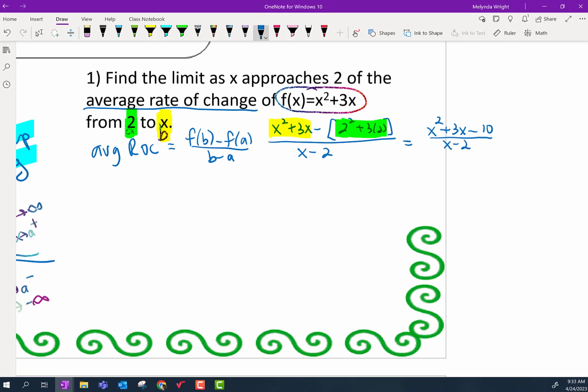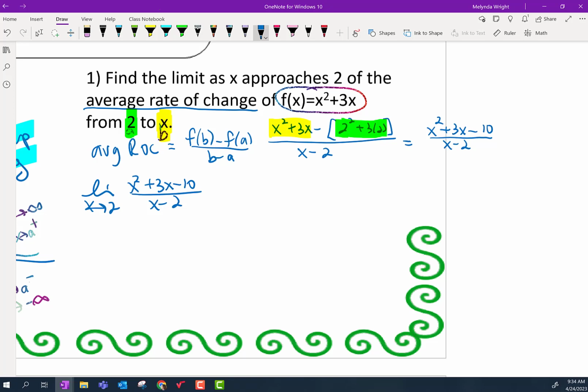All right, so that's my first step, average rate of change. Now they want us to take the limit as x approaches 2. So the limit as x approaches 2 of that x squared plus 3x minus 10 over x minus 2. Okay, so I'm going to pause here for a moment. So now we've got the average rate of change formula all prettied up, and we're getting ready to take the limit as x approaches 2.